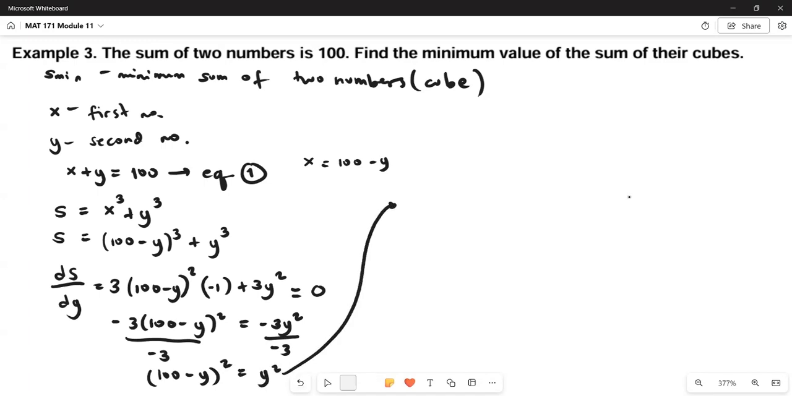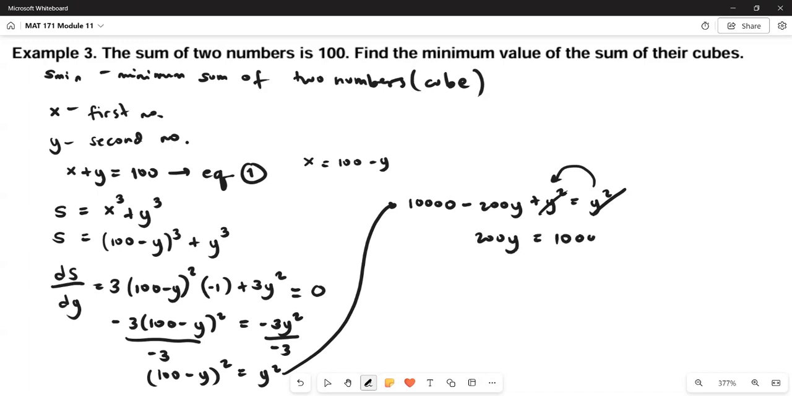So, dali natin dito. We will have, yung 100 minus y, i-simplify na natin yun ay 10,000 minus 200y plus y squared is equal to y squared. So, lipat natin sa kabila yung y squared. Cancel out sila, magiging 0. We will have 200y. Lipat natin sa kabila yung 10,000. Y is equal to 50. So, paano naging 50 yun? Divide both sides by 200. Okay? O kaya, multiply 1/200 both sides. So, magkakaroon ka ng y is equal to 50.